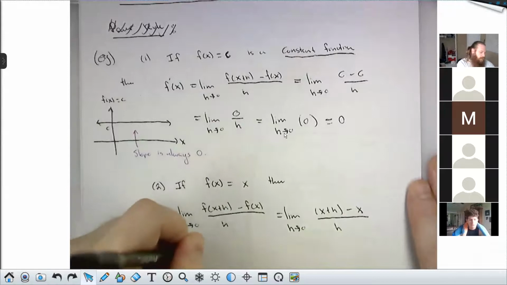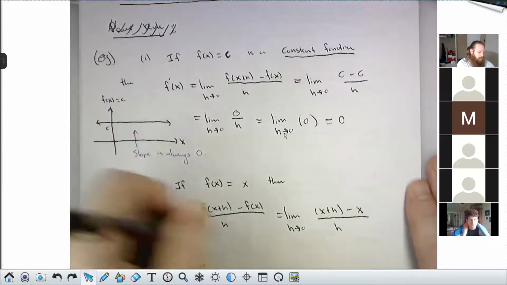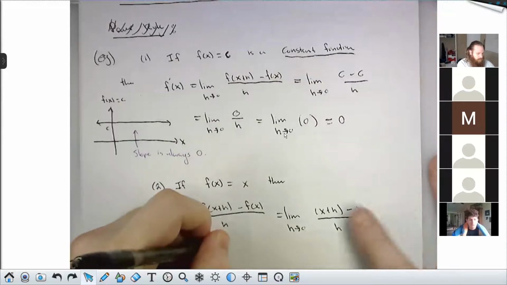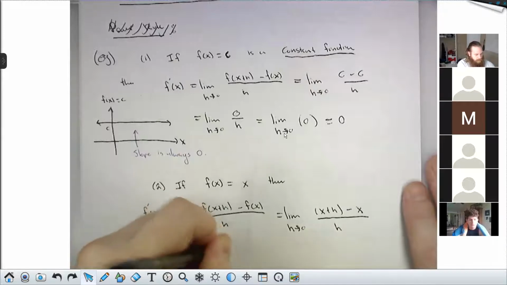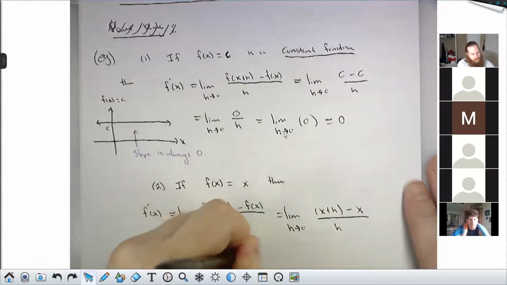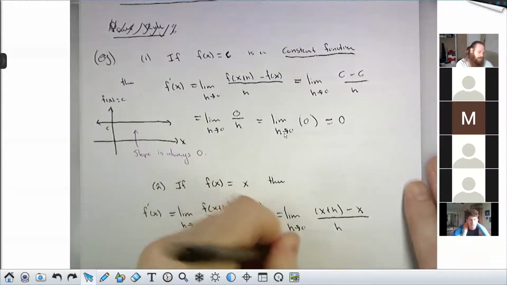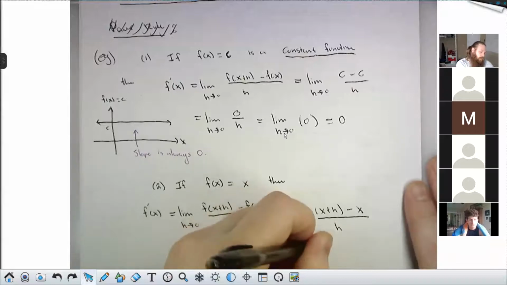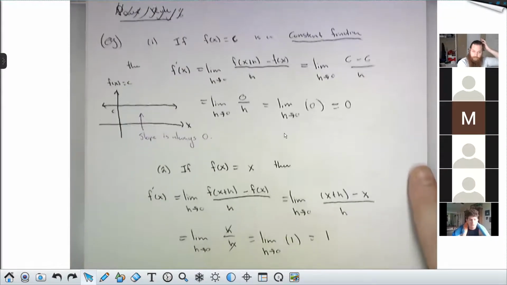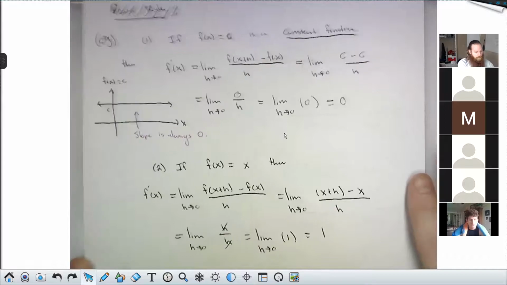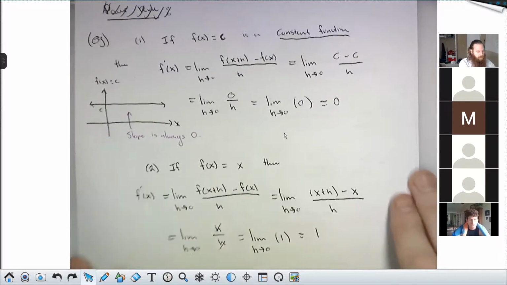So this would give me the limit as h goes to 0. The x's cancel and you get just h over h. The h's cancel here and you just get 1. So this is the limit as h goes to 0 of the constant 1, which is 1. I'm going to do a couple more quick examples here.